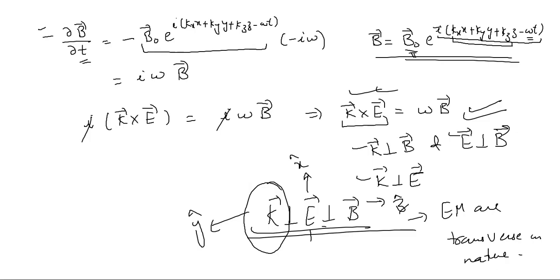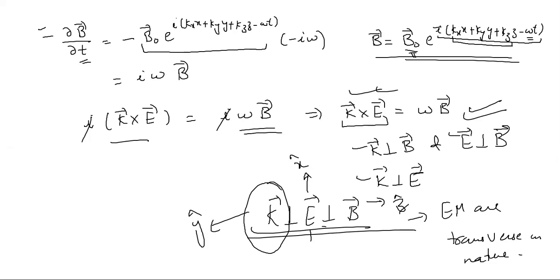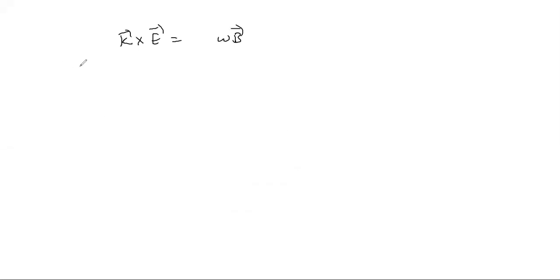I'll just take a couple of minutes for a quick derivation from this place also. We said that K cross E is equal to omega times B. This is what we proved just now. K cross E is equal to omega times B. If you solve this, then you will say that K E sine theta, we know that K is perpendicular to E, so the angle has to be 90 degrees, is equal to omega times B here.